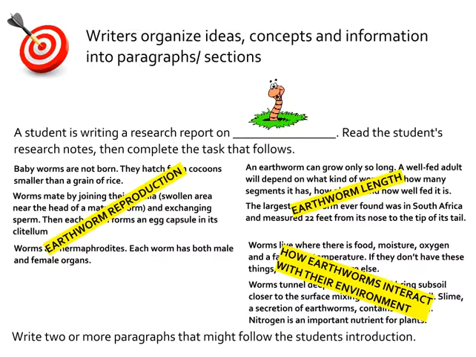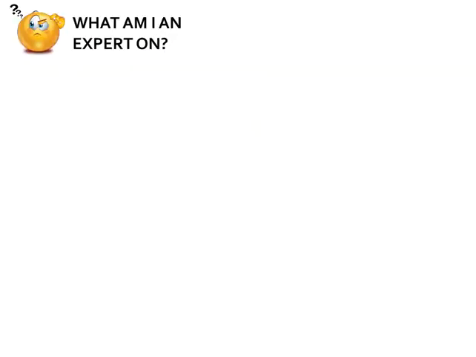So when I go to write my 2 or more paragraphs that follow the introduction, the 2 or more body paragraphs, I'm going to write a paragraph about earthworm reproduction, how they make babies, about earthworm length, how long they can grow, and about how they interact with their environment. So today what you're going to do is you're going to get to do this with something that you're an expert on, with something way more fun than earthworms, or whatever stupid topic they give you on the SBA.